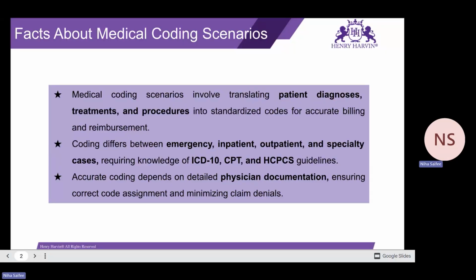So medical coding scenarios involve translating patient diagnosis, treatments, procedures into standardized codes for accurate billing and reimbursement. Coding differs between emergency, inpatient, outpatient, specialty cases requiring knowledge of ICD, CPT, and HCPCS guidelines. Accurate coding depends on detailed physician documentation, ensuring correct code assignment and minimizing claim denials.